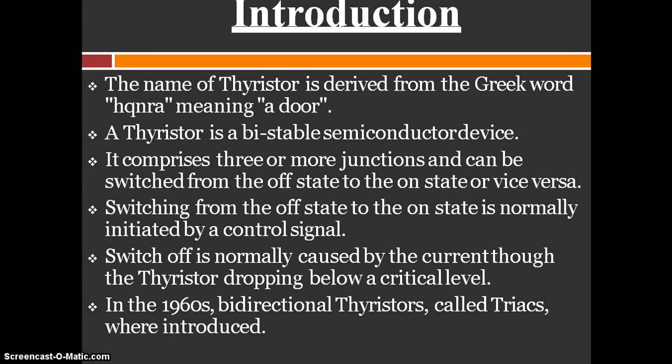Then the introduction. First, the name thyristor is derived from a Greek word. It is a switching on and switching off device. The thyristor is a bistable semiconductor device. It consists of 3 or more junctions and can be switched from off state to on state. The SCR is switched from off state to on state by using a control signal, that is the gate signal. In the switch off condition, it is normally caused by the current to the thyristor dropping below a critical level.